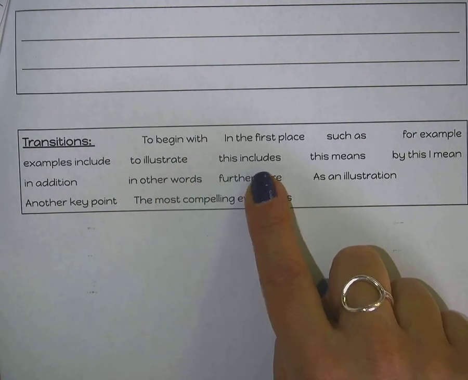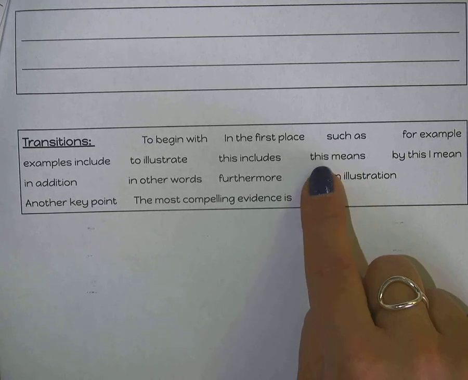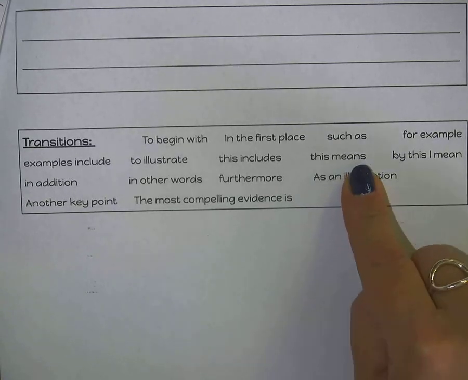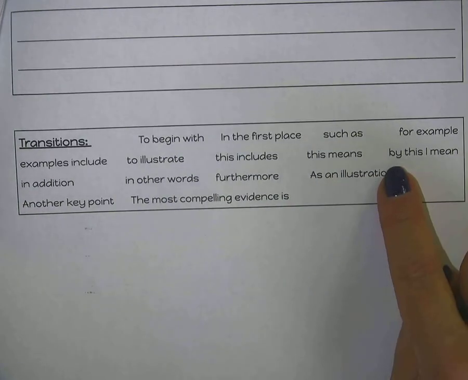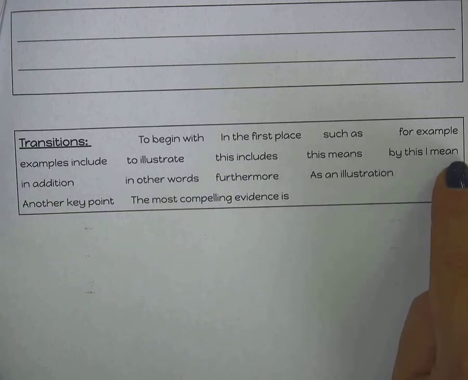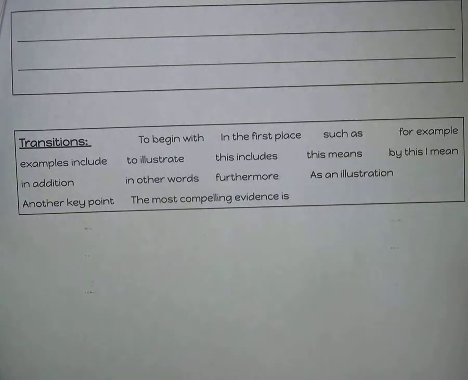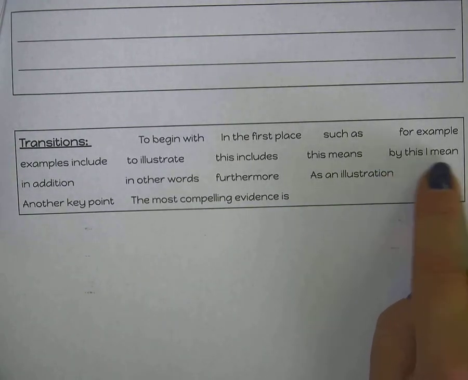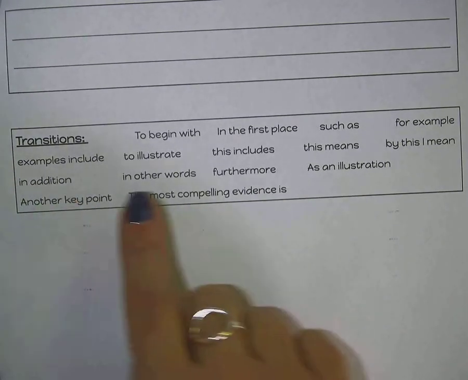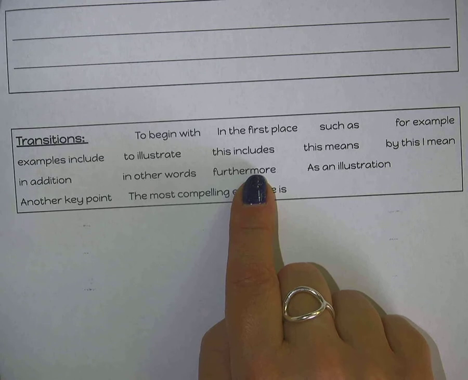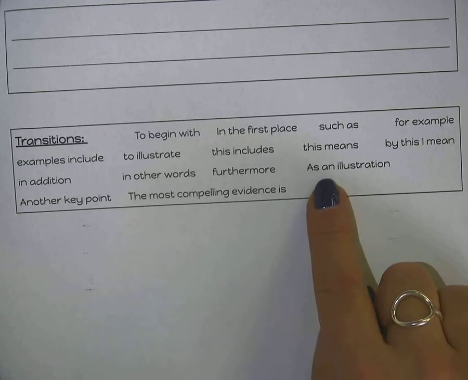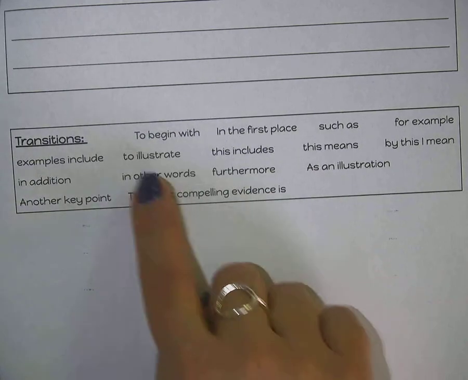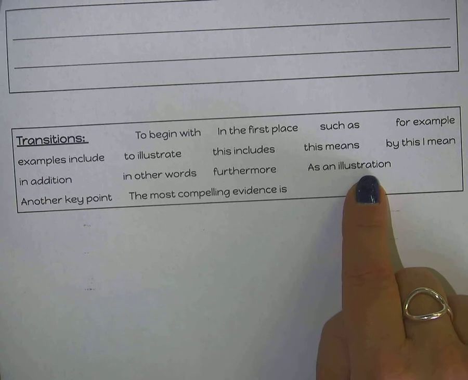This includes, this means, this is new. So you're telling what it is that you're talking about, and you're going to say this means, and then you'll say what it means. Or you might use by this I mean. So you're going to say some piece of information, and then you'll go into explaining it. By this I mean. In addition, in other words, furthermore is similar to in other words. As an illustration is another way of saying to illustrate or to tell more information.